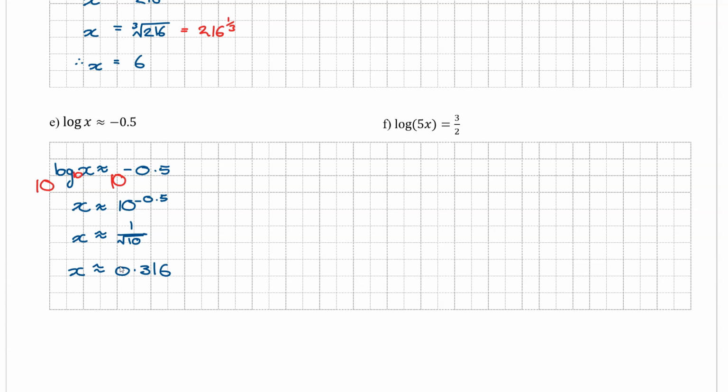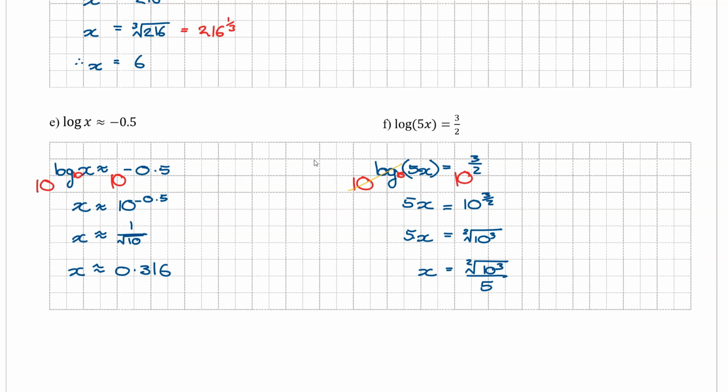Now going across to F, we've got log 5x equals 3 over 2. So remember, it's an implied log base 10. Thus, raising both sides to the 10, we get 5x equals 10 to the power of 3 over 2. Now writing it in our surd notation, we find that it is the square root of 10 cubed. And then dealing with this coefficient of 5 in front of the x, we find that our answer is the square root of 10 to the power of 3 all divided by 5. And remember, we don't need the square in front there because it's implied with a square root.